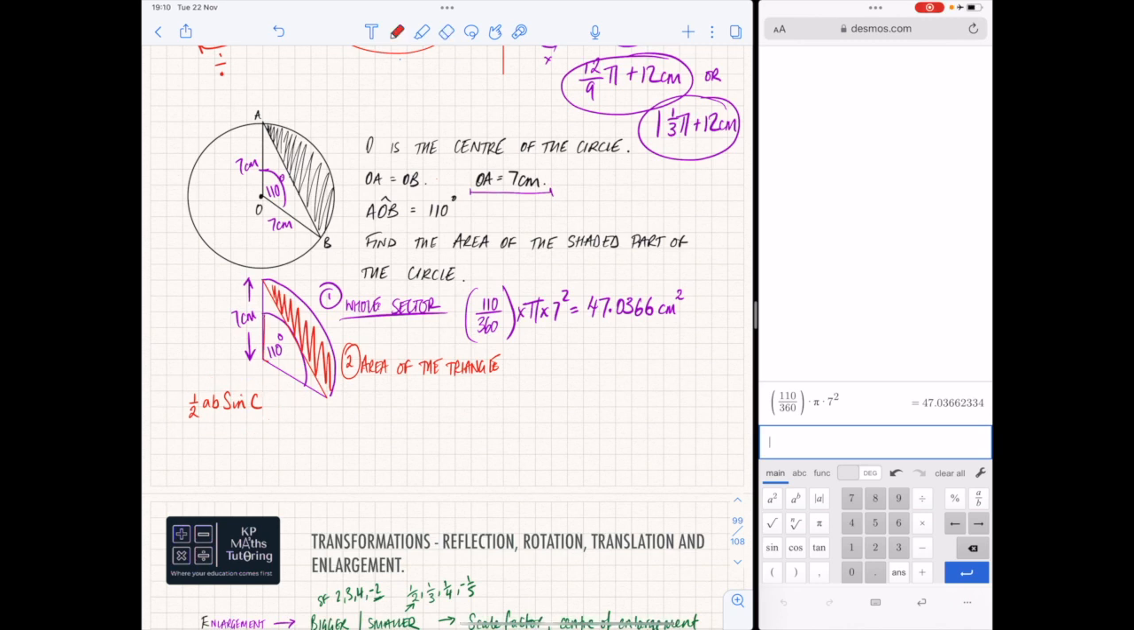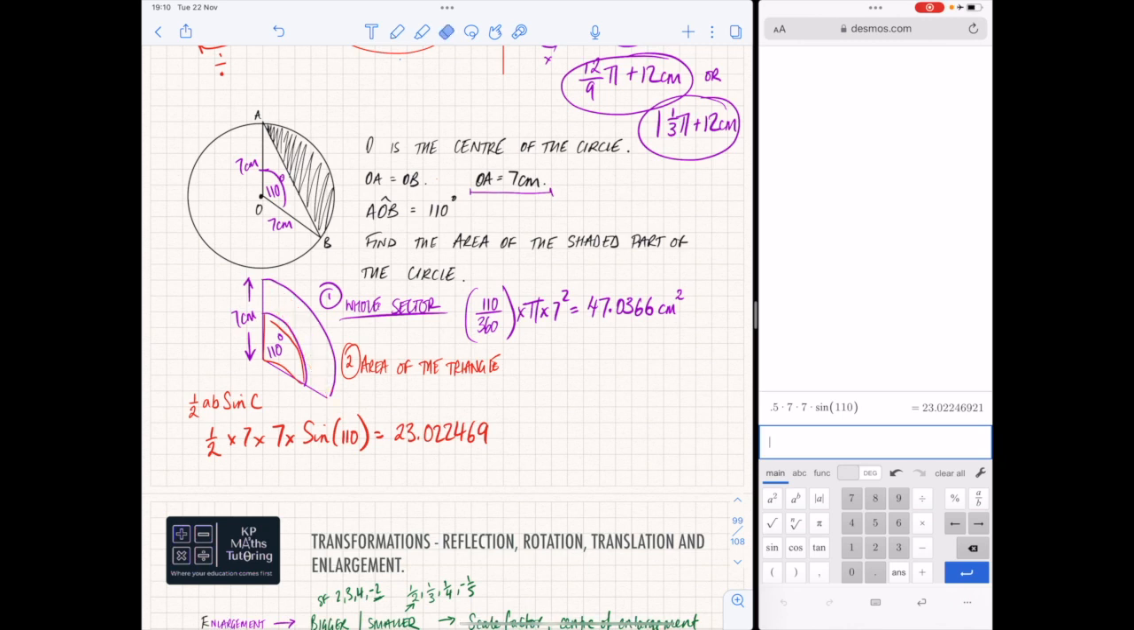The angle you use is this one here, and that's going to be your sin C. The A and the B are the 2 sides either side of your triangle. So we're going to go half times 7 times 7 times sin 110. Now that will give you the area of the triangle. So let's work that out. 0.5 times by 7 times 7 times sin 110, close the bracket. That gives me 23.022469. So that's the area of the triangle.